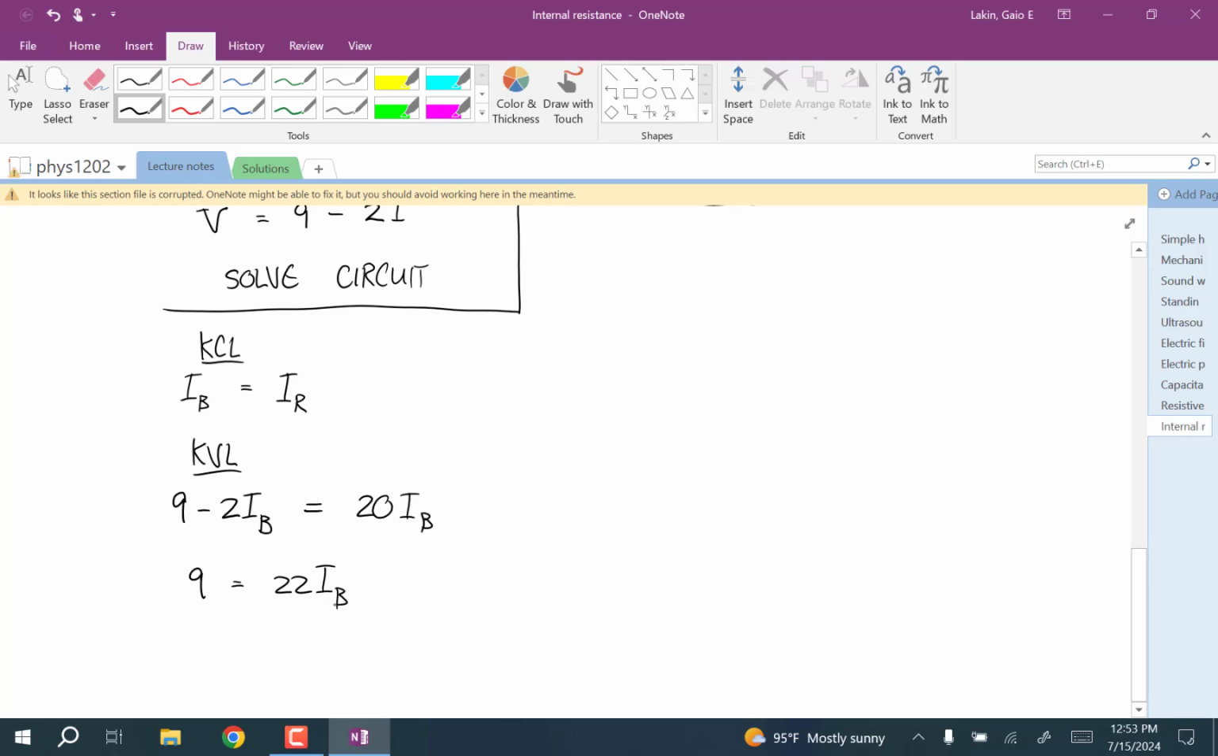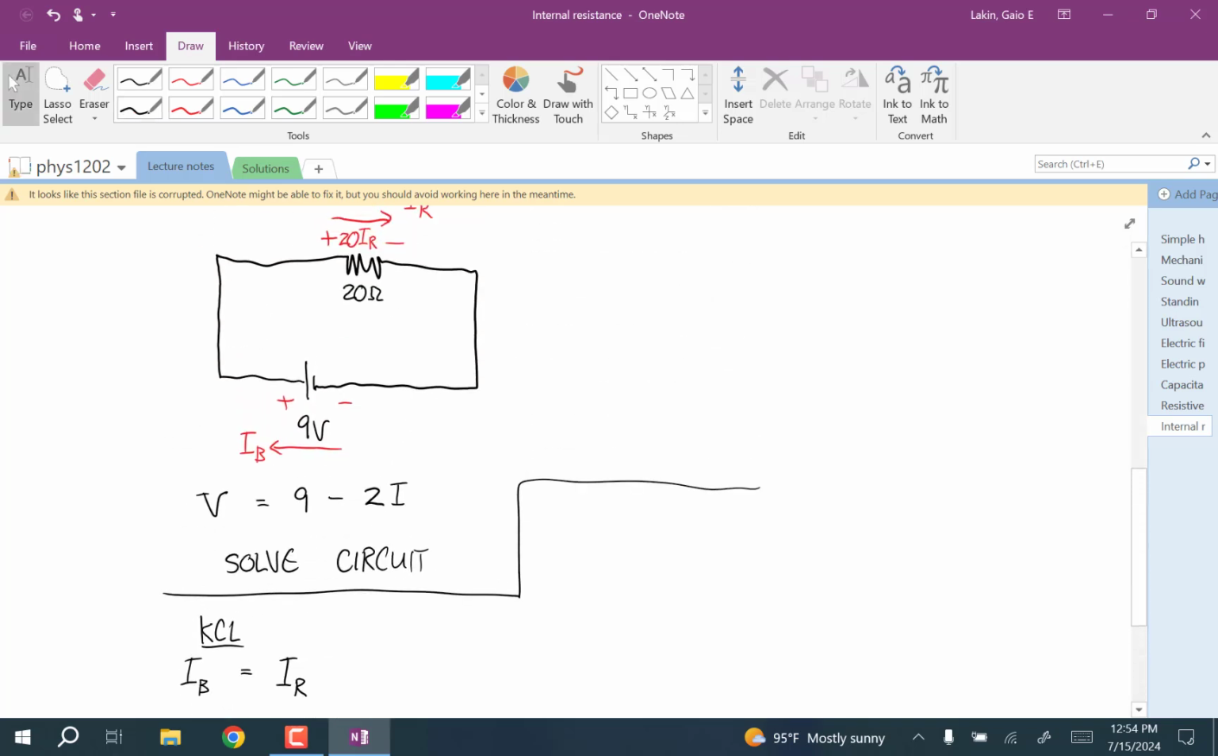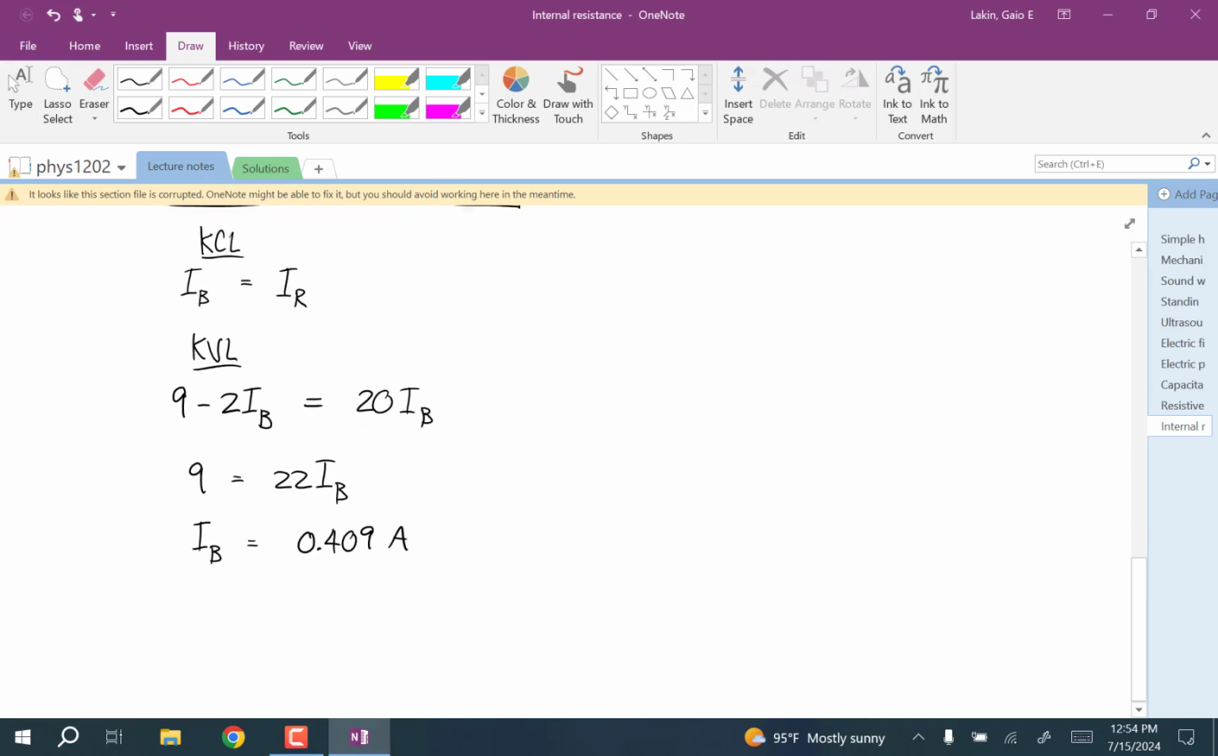We have this increase in resistance due to the battery's inability to provide such a big current. And so the current that can be produced here is not 9 divided by 20, but it's 9 divided by 22, or 0.409 amps. Now, one other thing we can answer with this is, what if a short circuit happened in this circuit? Let me draw this again.